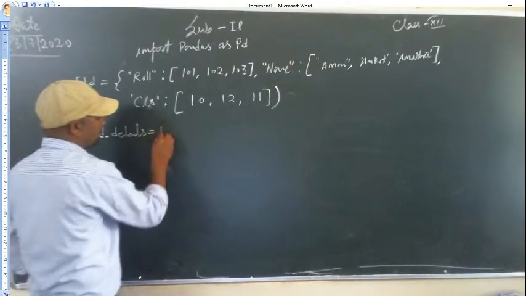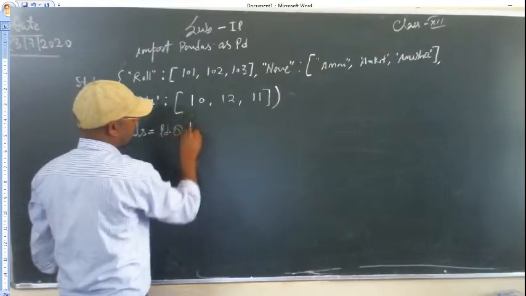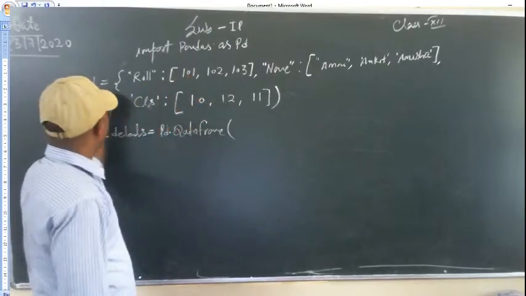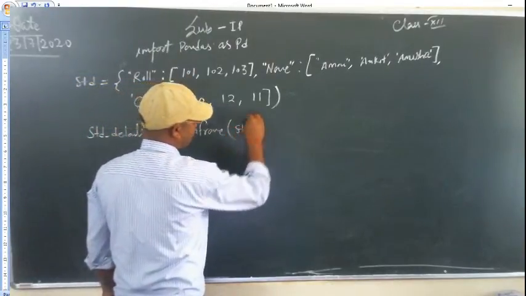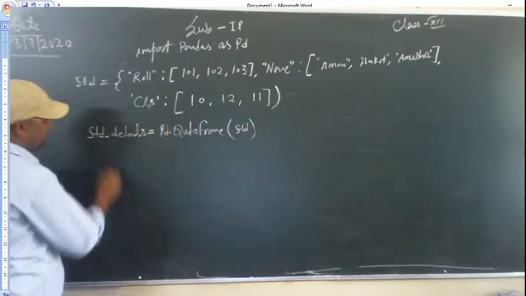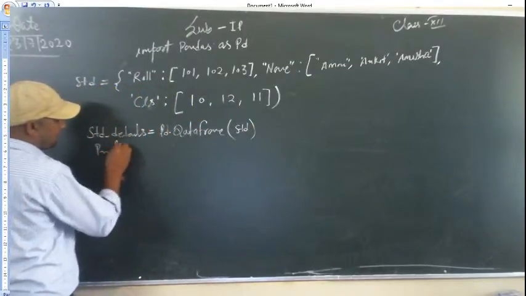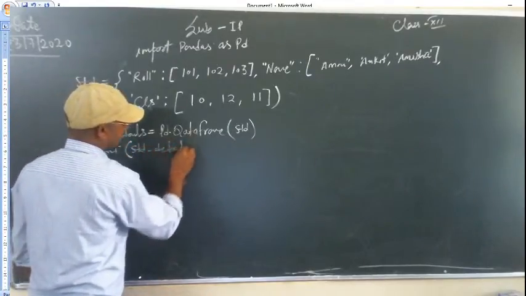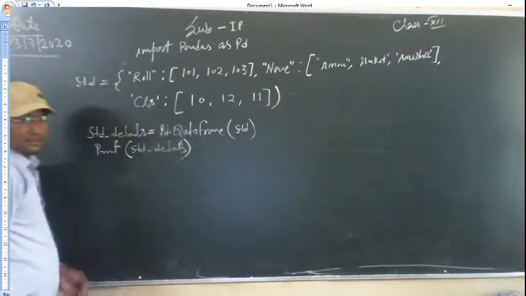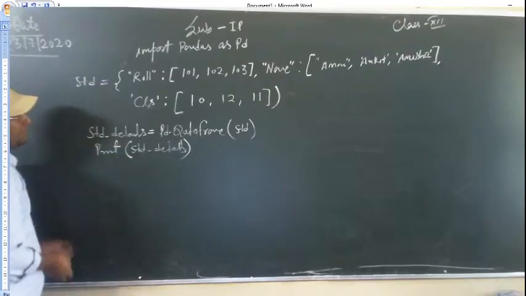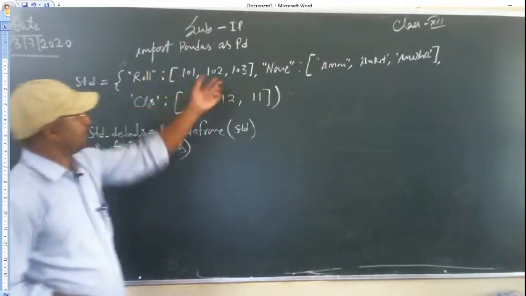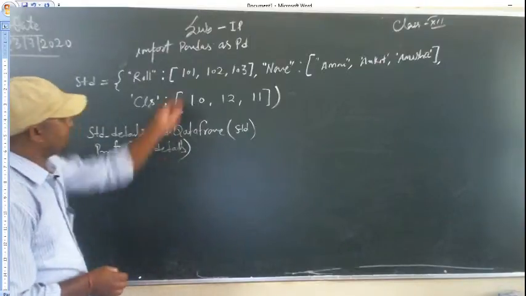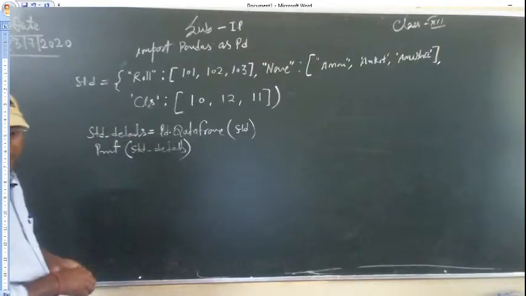we are going to put pd.DataFrame. Remember, D and F should be capital. DataFrame of the variable you have taken here, std, right? Then you can give the print command, print your data frame std_details. Then all of these will get printed in data frame format, and I am going to show you just right after this directly on practical, this code.